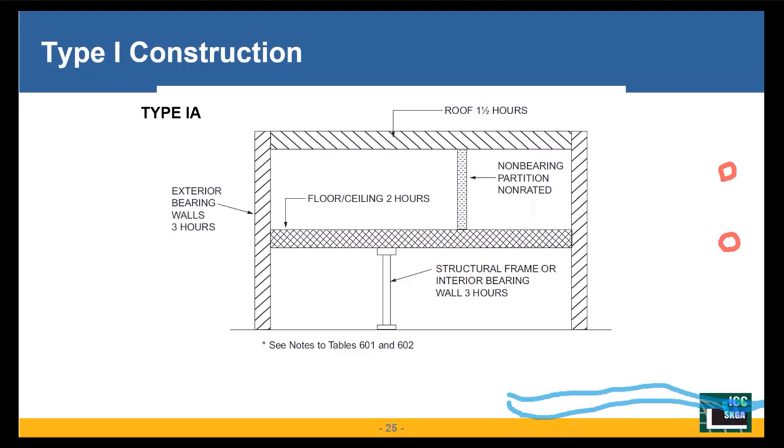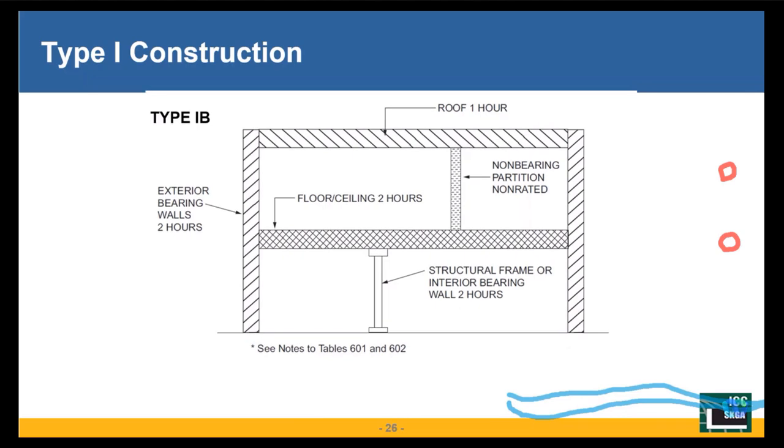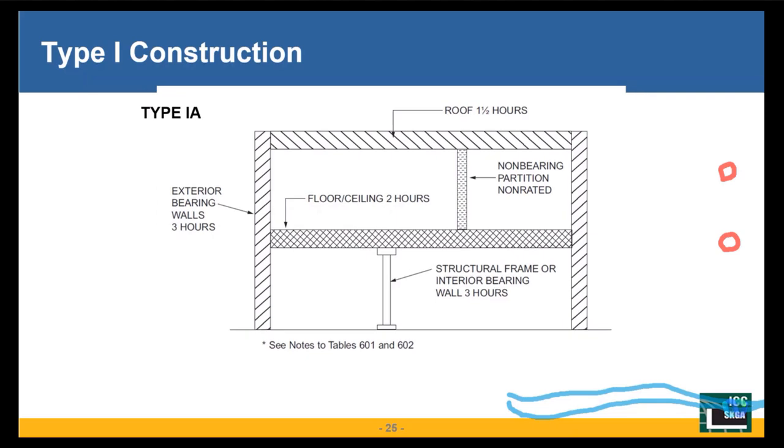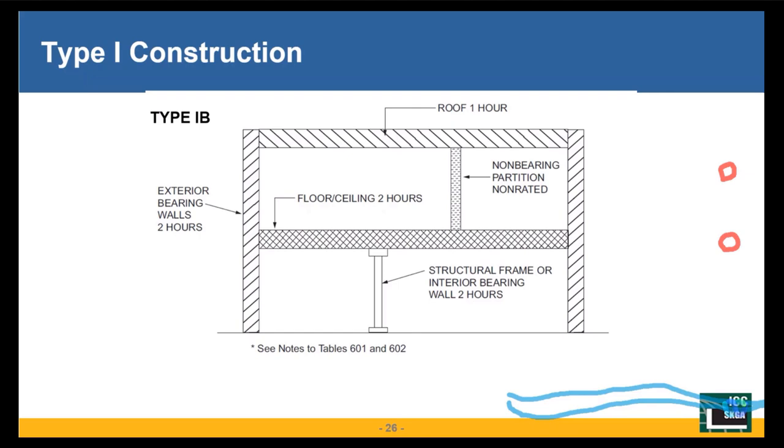Okay. So type 1A is, again, the roof has to be 1.5 hour, and all these elements of the building are basically based on table 601 that we looked at. For type 1B, you can see a little bit of a reduction. So the roof is 1 hour, whereas in 1A was 1.5 hours, and so forth. The exterior bearing walls here is 2 hours, whereas in 1A it was 3 hours right here. So as we go down to different type construction, the rating of the elements will be less required.